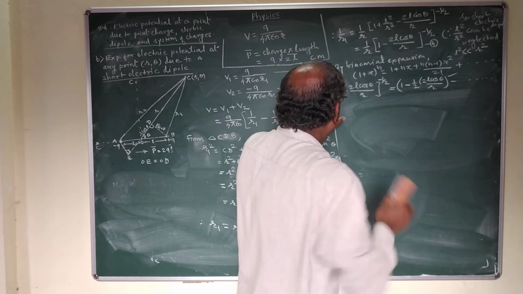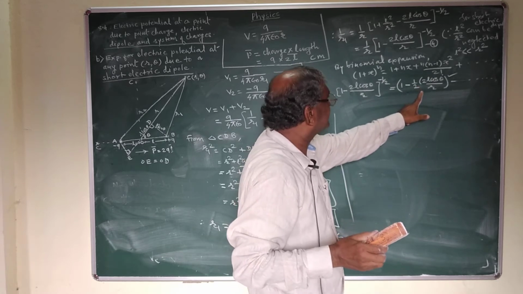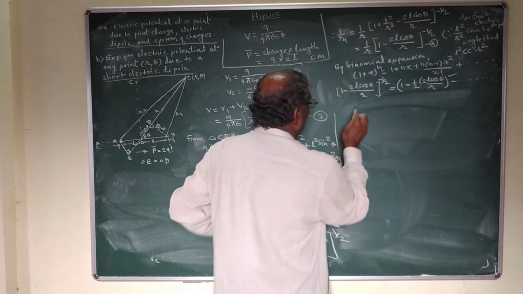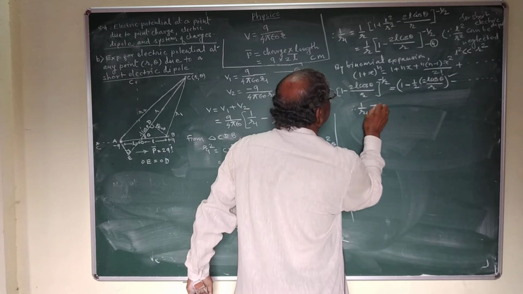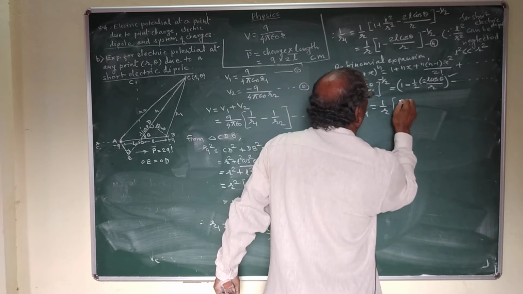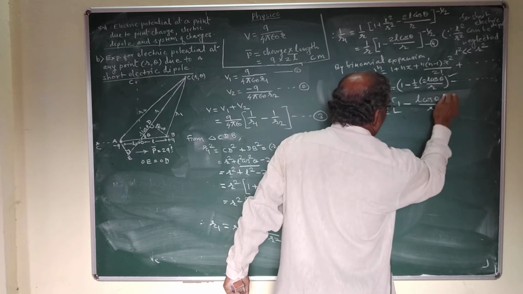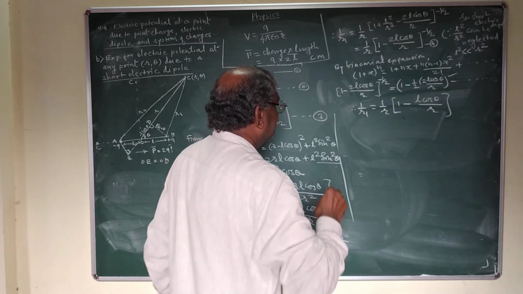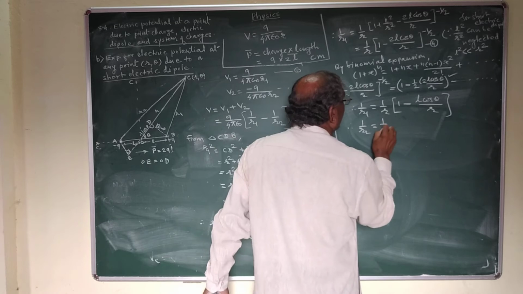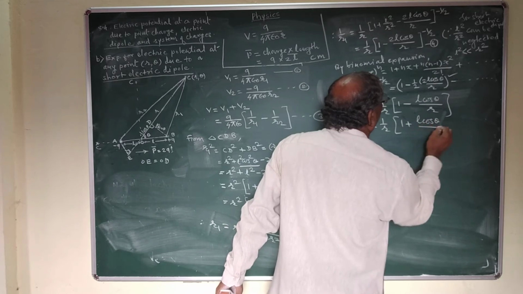One upon R1, the value of this term by binomial is this, and in place of the bracket term we have to substitute this term, so that 1 upon R1 is equal to 1 upon R in bracket 1 minus L cos theta upon R. Similarly, we get 1 upon R2 is equal to 1 upon R in bracket 1 plus L cos theta upon R.